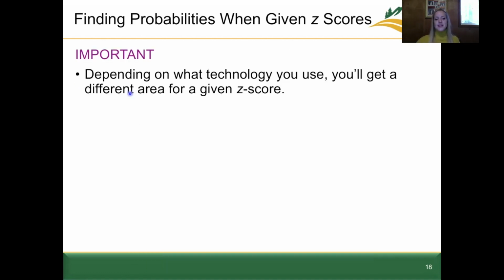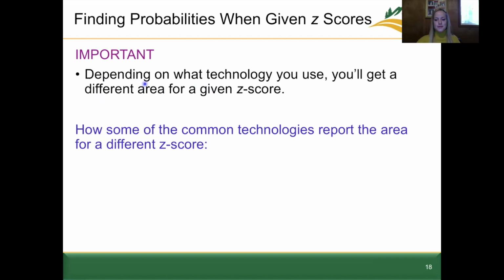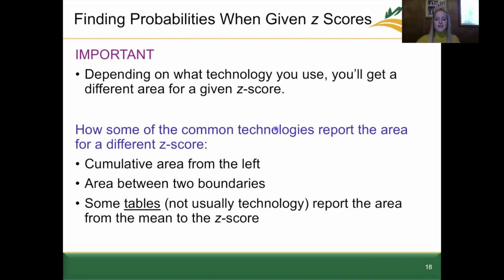Now, really importantly, depending on which technology you use, you'll get a different area for a given z-score. Not just a slightly different value, but a different meaning of area. For example, with some common technologies, you might get a cumulative area from the left, as we just talked about with the table. You could also be given an area between two boundaries. We'll talk about that as well. We'll also go through this third bullet point. Some tables, not usually technology, will report the area from the mean to the z-score.